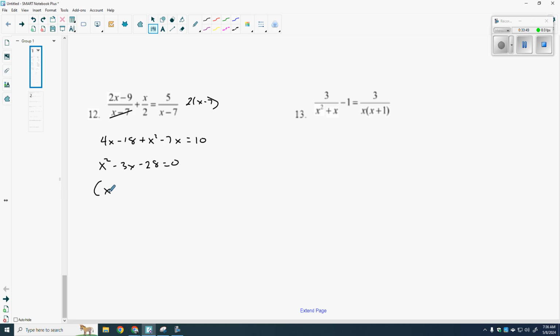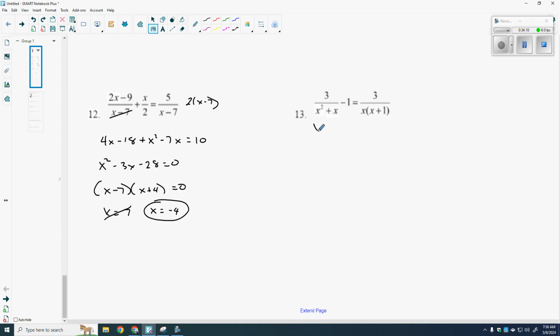Factor. What makes this 0? X equals 7. What makes this 0? X equals negative 4. X can't be 7 because that makes that 0. That goes away. That's my only answer. All right.